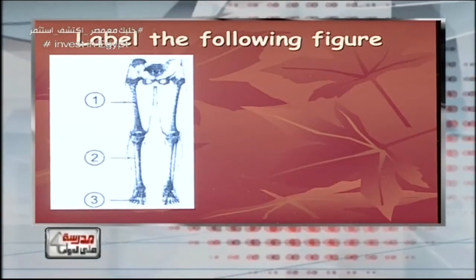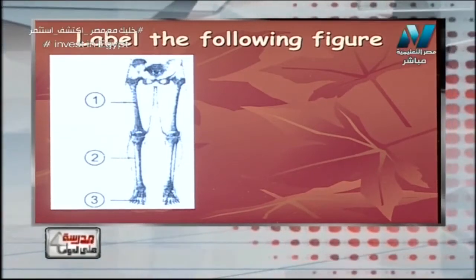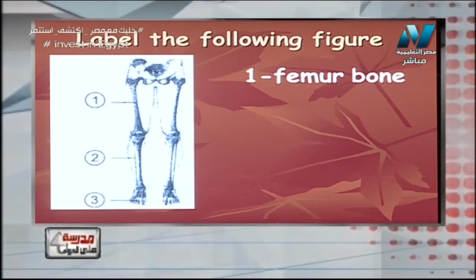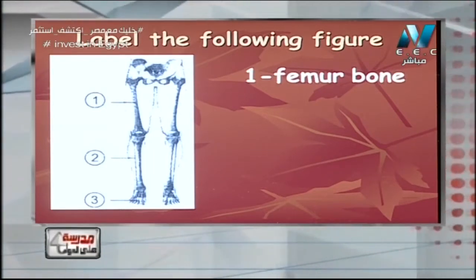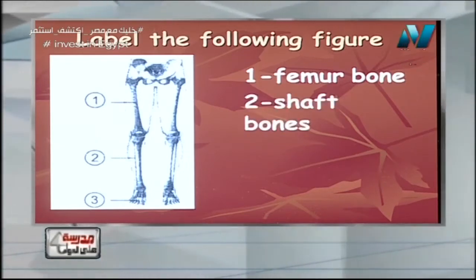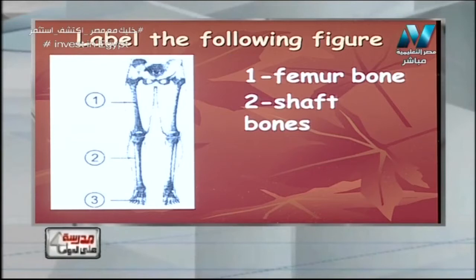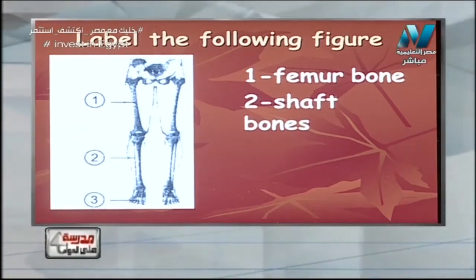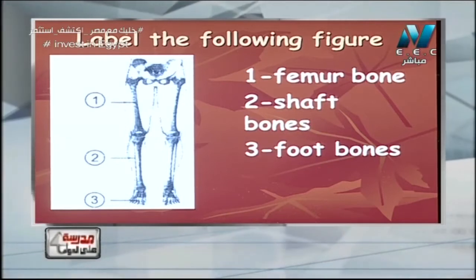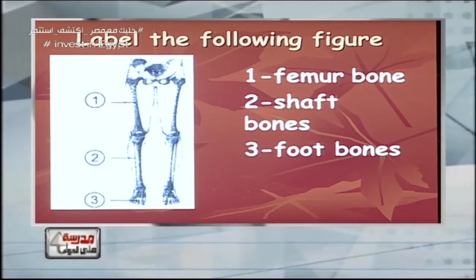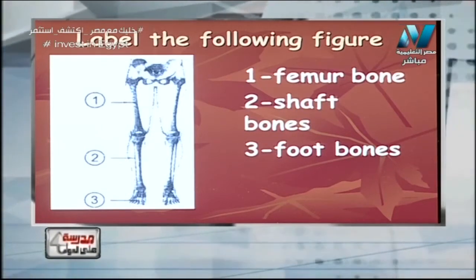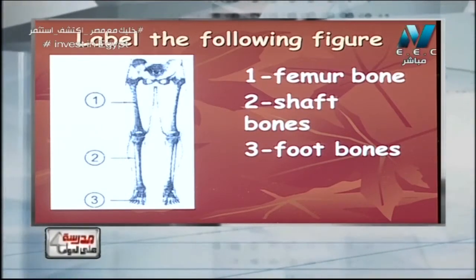That's the lower limb, الأطراف السفلية, which are number one: femur bone, أو عظام عظمة الفخذ آسف هي عظمة واحدة فعلا. Shaft bones, أو عظام الساق إنهم عظمتين عشان كده لازم أقول shaft bones مش bone، لازم أقول bones إنهم عظمتين مش عظمة واحدة. And at last foot bone عظام القدم طبعا هم أكتر من عظمة هم مجموعة كبيرة جدا عشان كده بنسميها foot bone. يبقى ال lower limb الأطراف السفلية femur bone, shaft bone, foot bone.